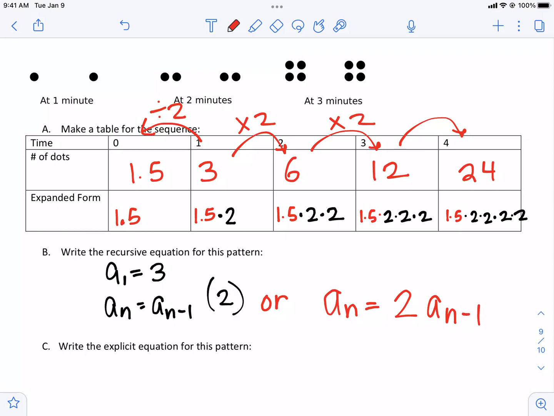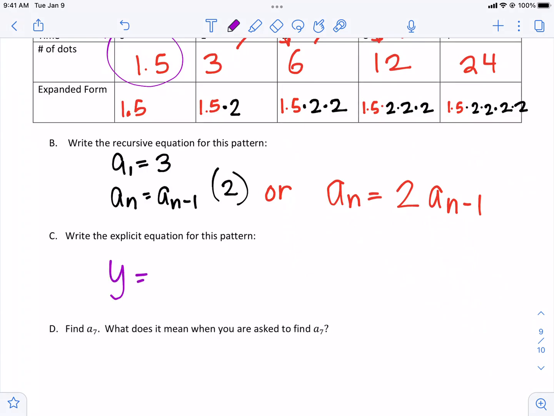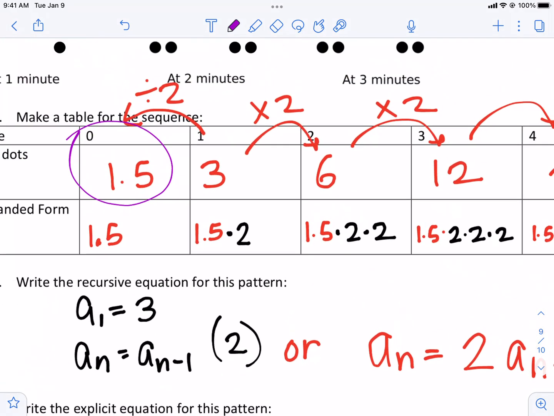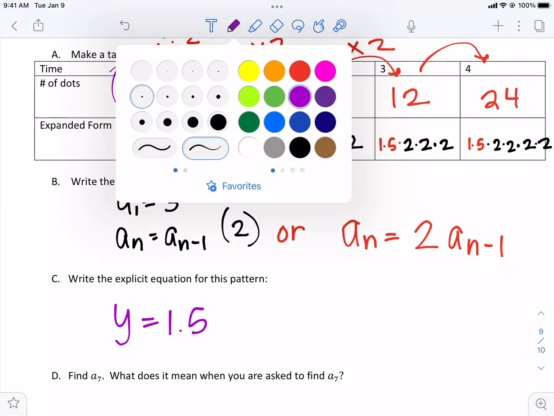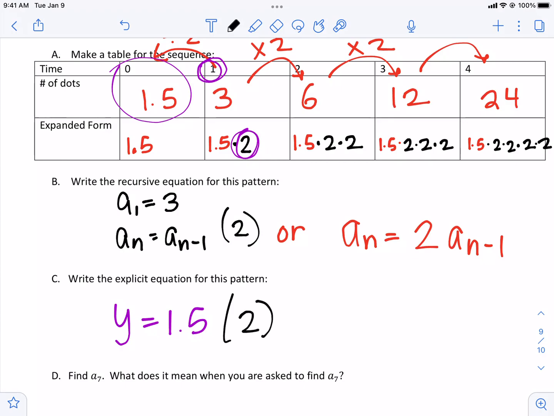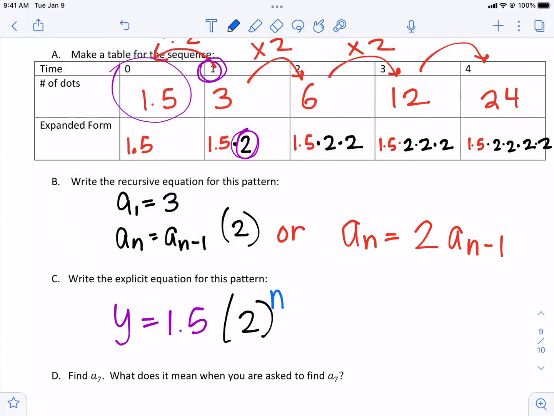All right, can you write the explicit equation for this pattern? Okay, so there's 2 ways to write this. We can start at the 0 term right here. We start at 1.5. And then if you notice, the time matches how many 2's there are. So we can multiply by 2. It's doubling for every minute, if these are minutes, or for every time.